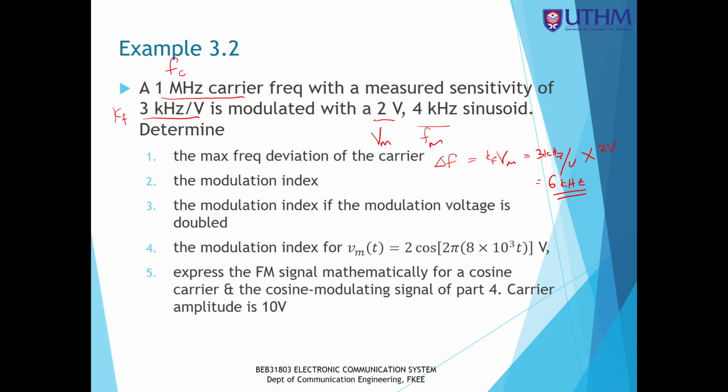Then, determine the modulation index, beta F. Why beta F? Because this is about frequency modulation. So beta F is equal to KF VM over FM, or equal to delta F over FM. So this is equal to delta F over FM, which is 6 kilohertz over 4 kilohertz.